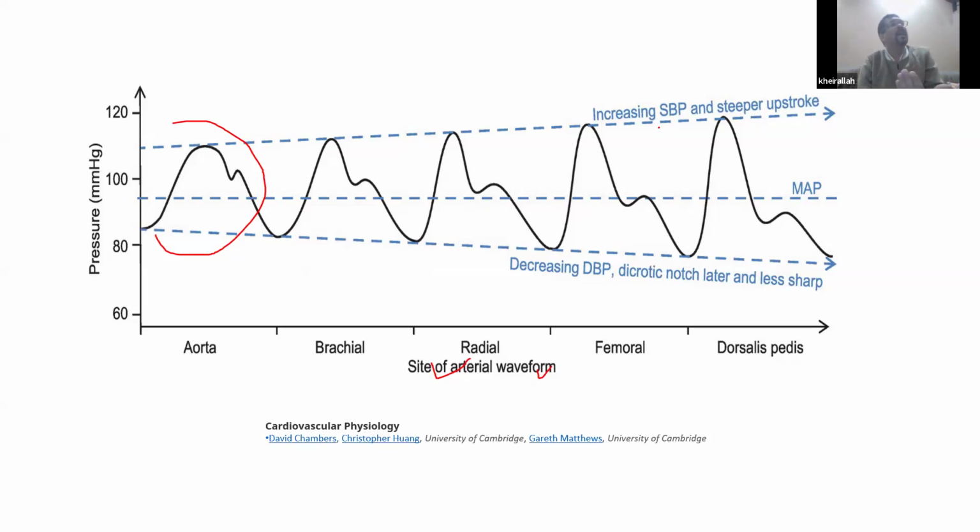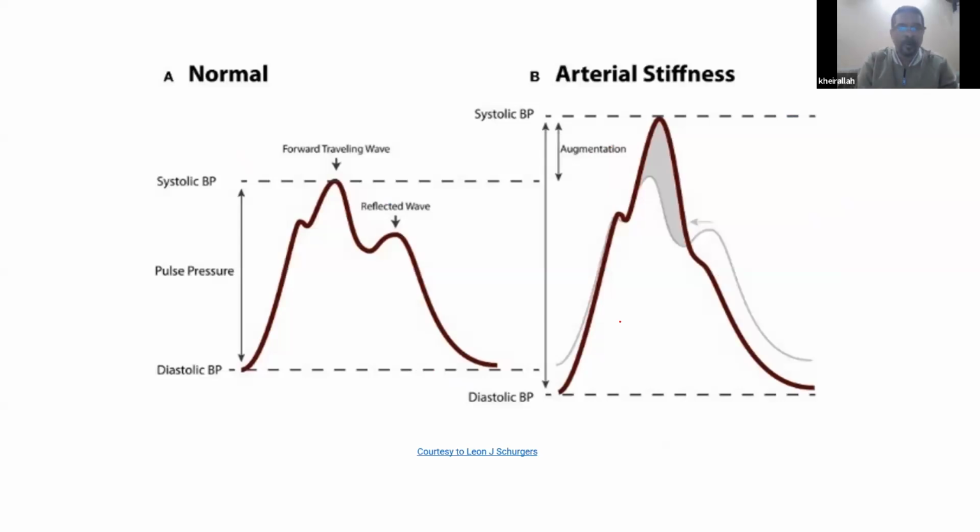Now, what is the practical implication of this when we come to invasive hemodynamics? Before that, look at this here. If we take a normal waveform, we know now this is a reflected wave. We know everything. We know this one here is the systolic and this is the diastolic. If we have arterial stiffness, do you think it is going to increase the augmentation or decrease it?